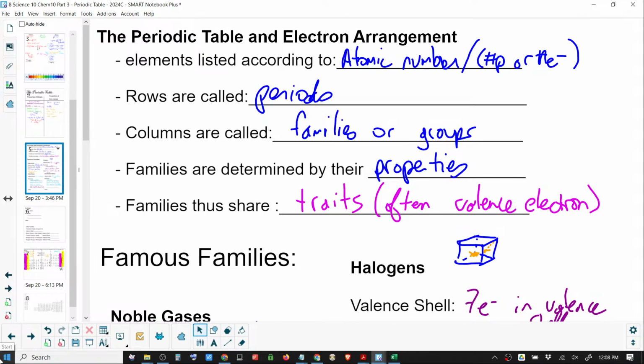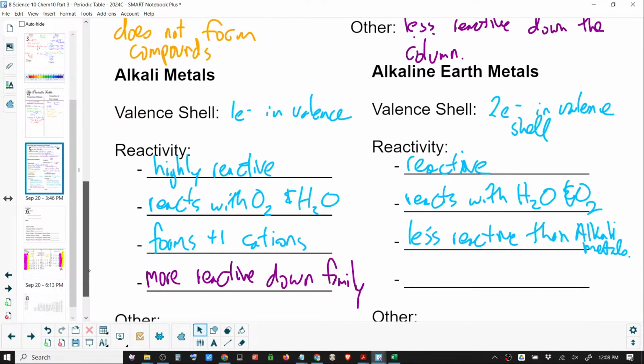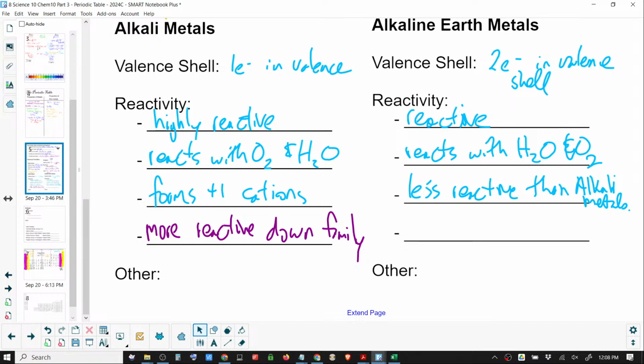Last day we did most of the famous families: alkali metals, noble gases, halogens, alkaline earth metals, reactive, reacts with water. Oh, we forgot a couple of things. In solution, what kind of solution do alkali metals make with water?